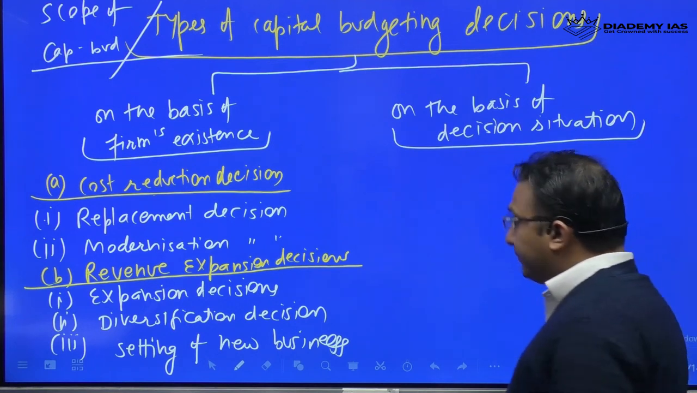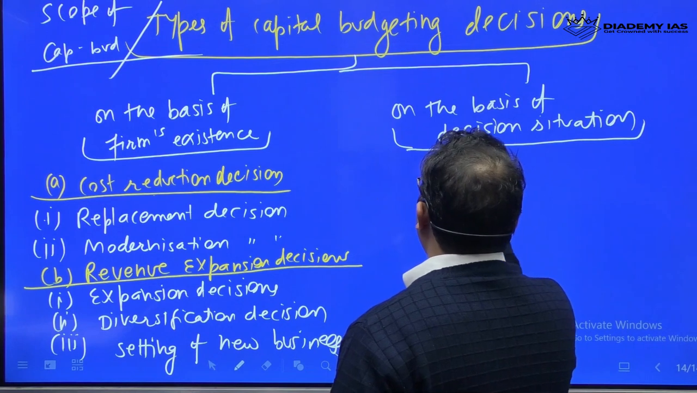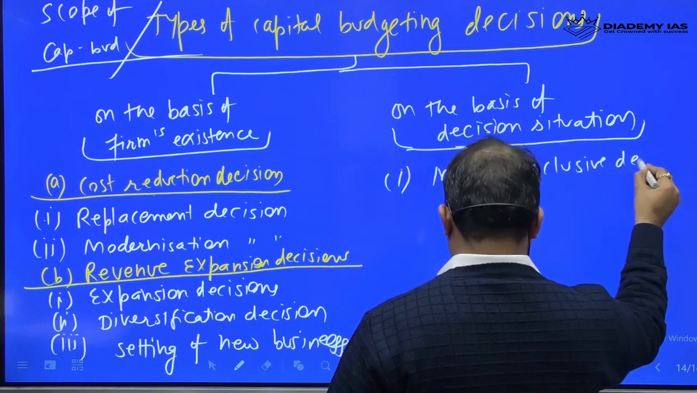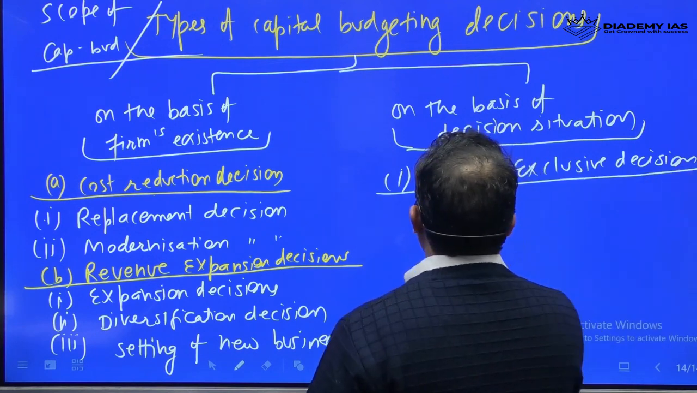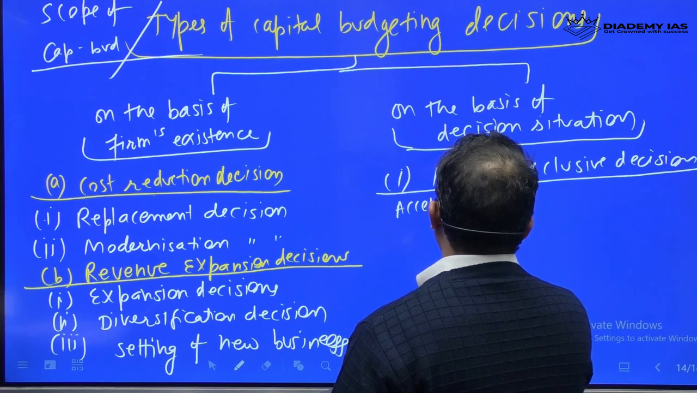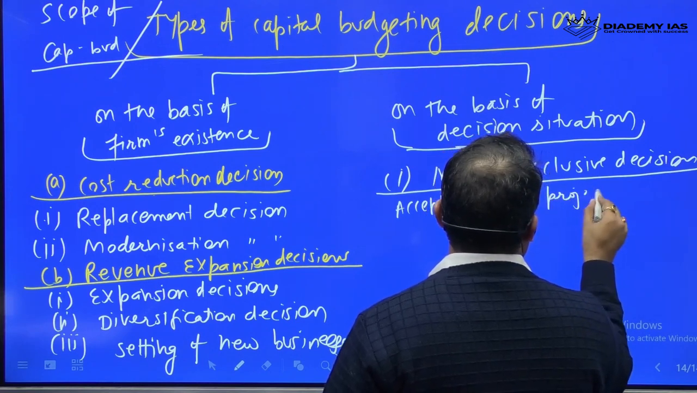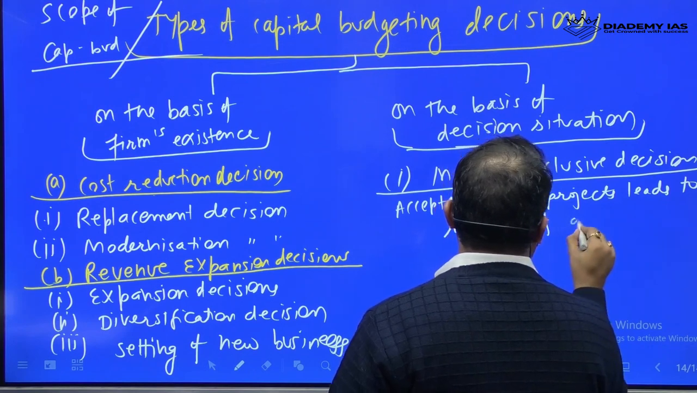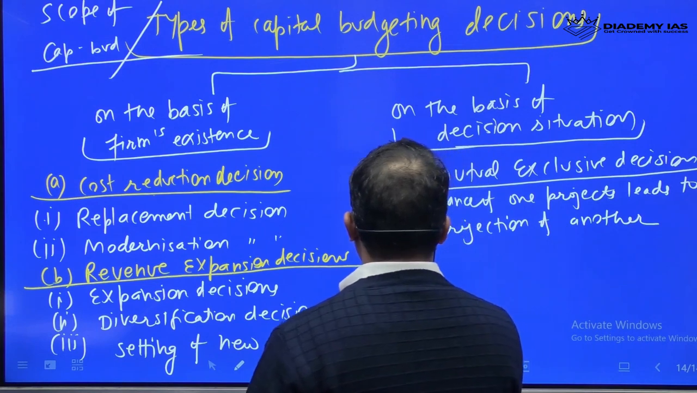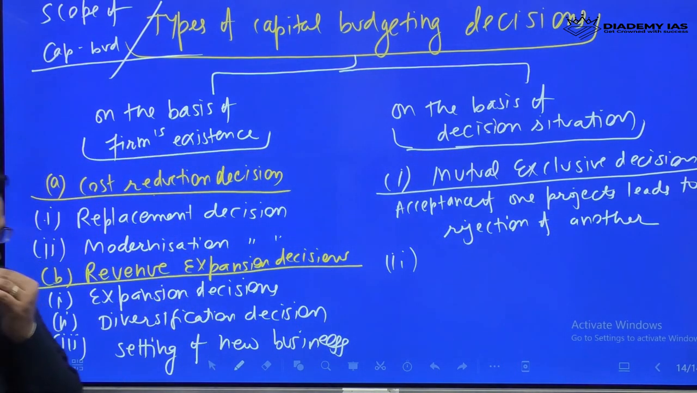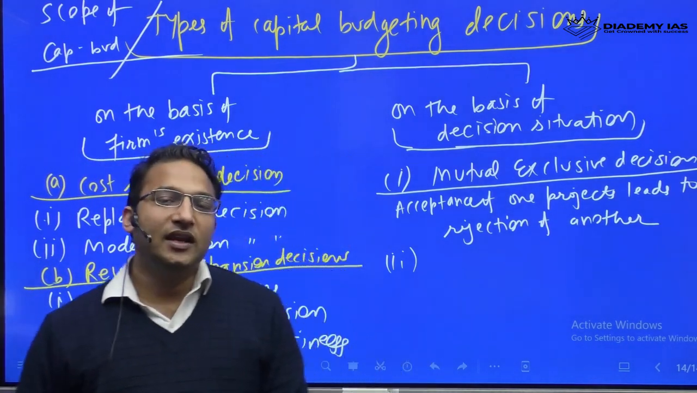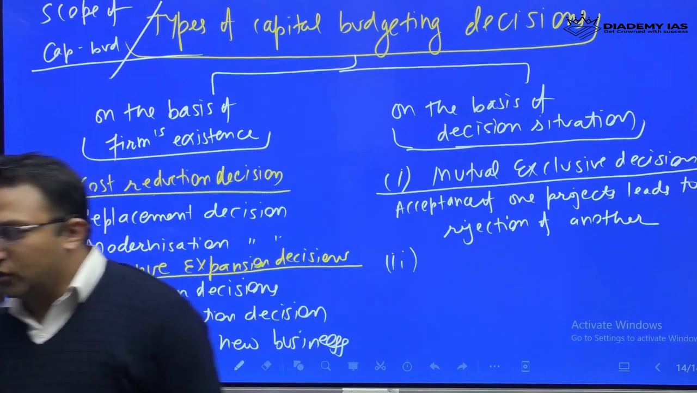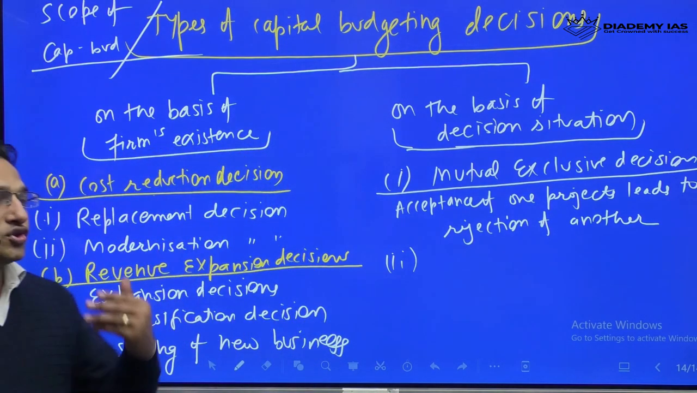Now, on the basis of decision criteria, decision situation, it can again be of three types. First is mutually exclusive decision, where acceptance of one project leads to rejection of another. Like if you choose machine A, then machine B is automatically rejected. Or suppose we are trying to buy some premises for a showroom. Once we buy one building, the other buildings are automatically rejected. So it is mutually exclusive. That means the selection of one means exclusion of another.